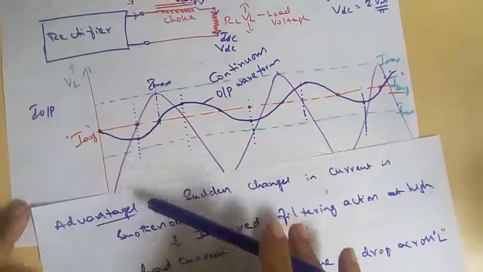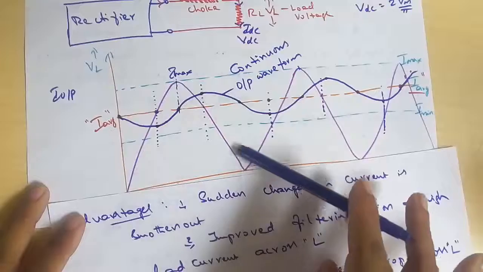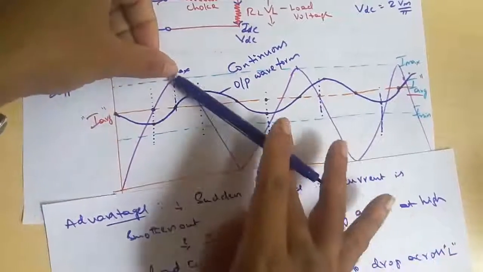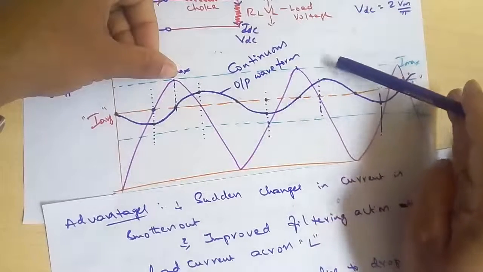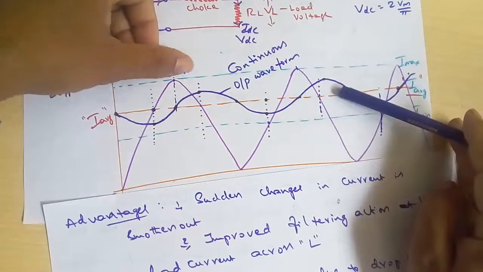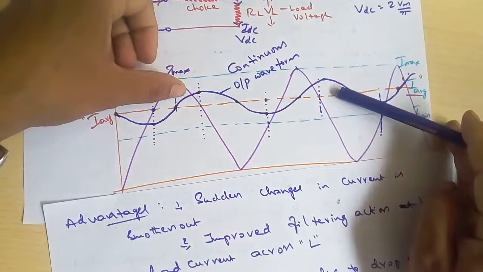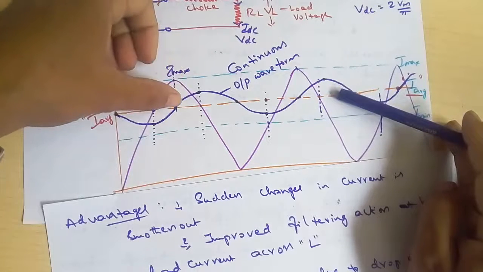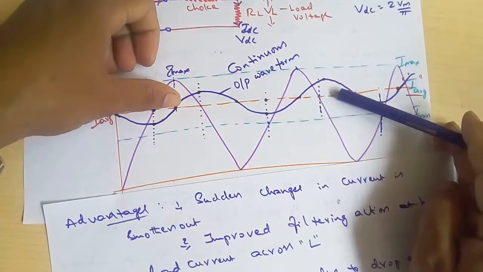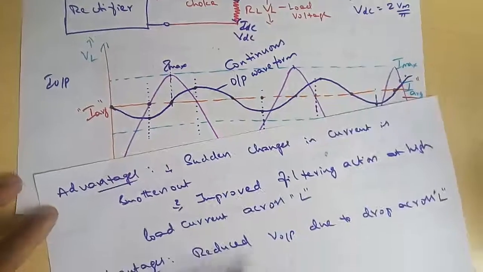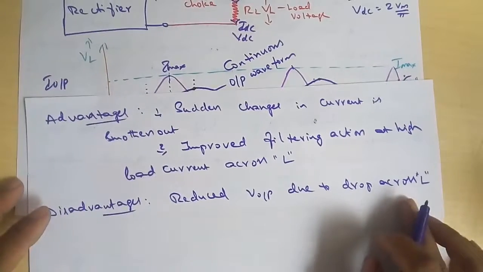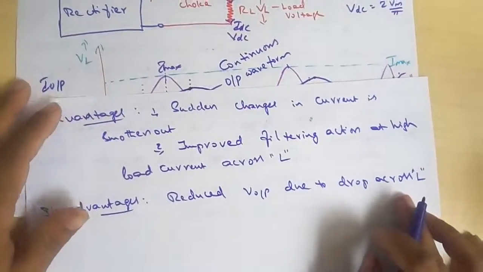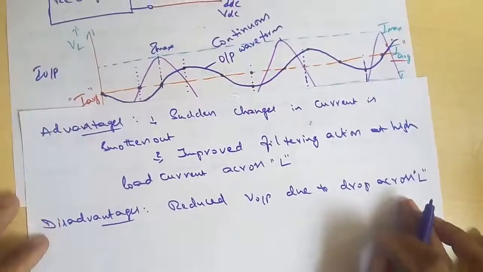Actually, you see here, this one is the original pulsating current, with maximum current Im. But the output current is dropped from the maximum value to some average value. Why was it decreased? The reason is the inductor. So the output voltage or current is reduced due to the drop across the inductor L, right?